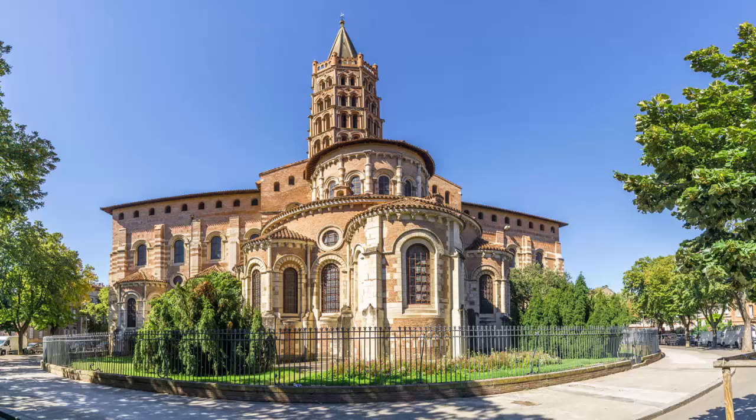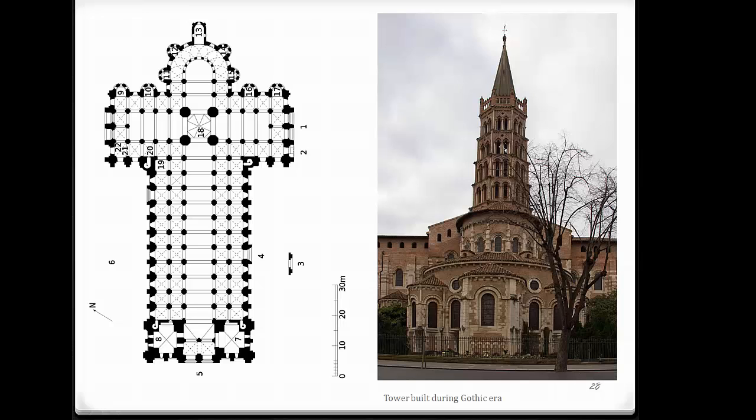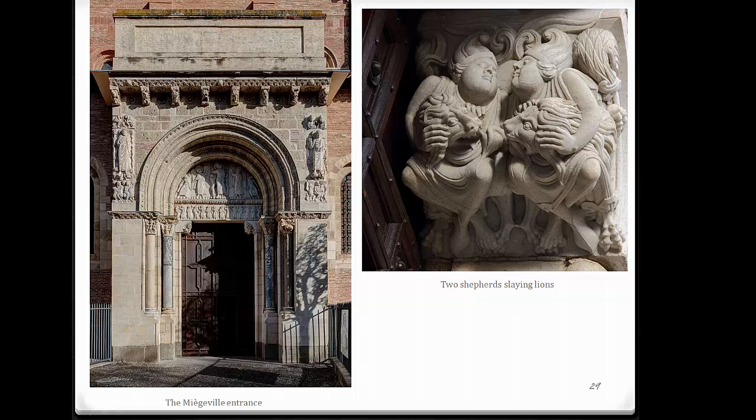The exterior is still intact. The two towers on the western facade were never completed. Its crossing tower was later built during the Gothic era. This image clearly depicts the later addition of the tower during the Gothic era. On the left you can see the tympanum with a medieval entrance, and on the right is a close-up of some of the stone relief sculptures.